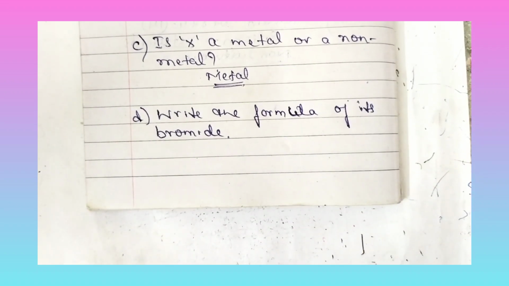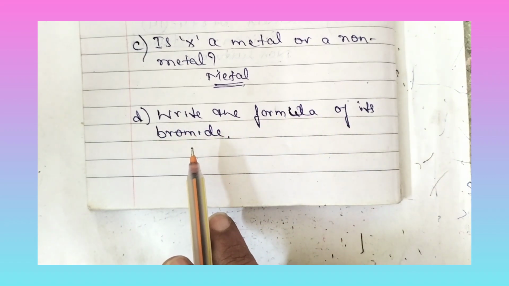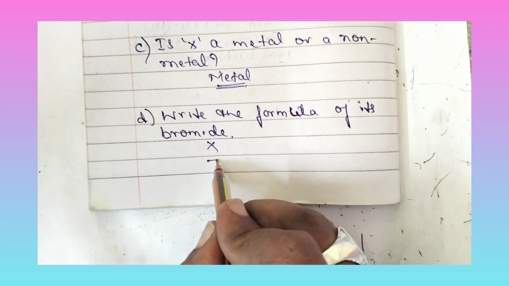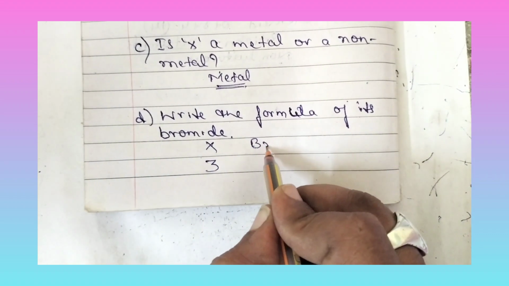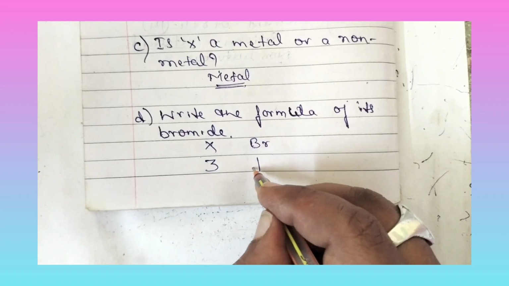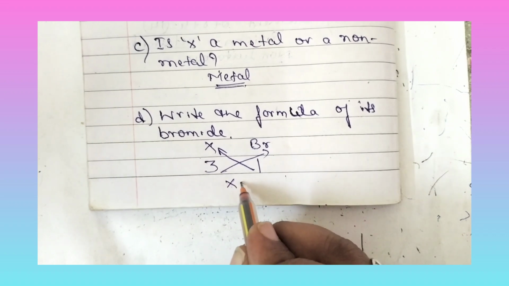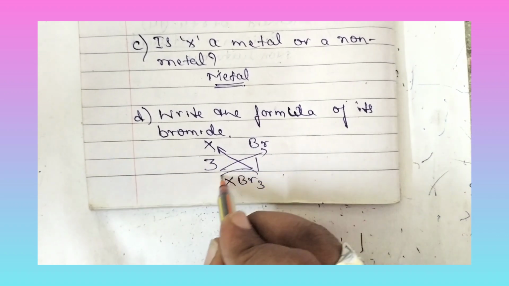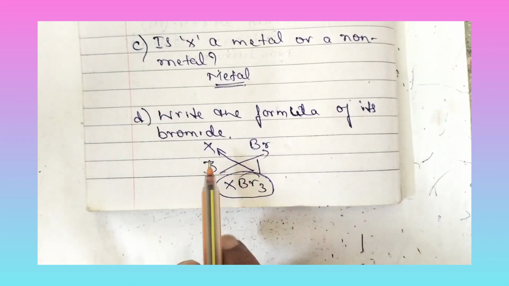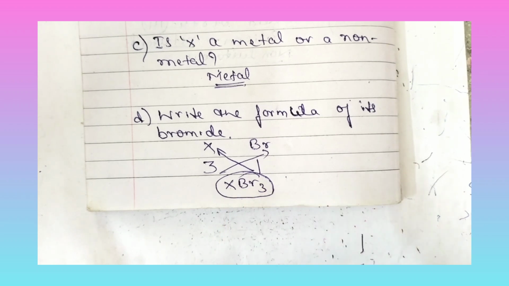Then the last question is, write the formula of its bromide. So what happens when element X having valency 3 reacts with bromine, it forms its bromide. Bromine has valency 1. If we crisscross it, it forms a compound called XBr3. So XBr3 is the formula when element X combines with bromine gas.